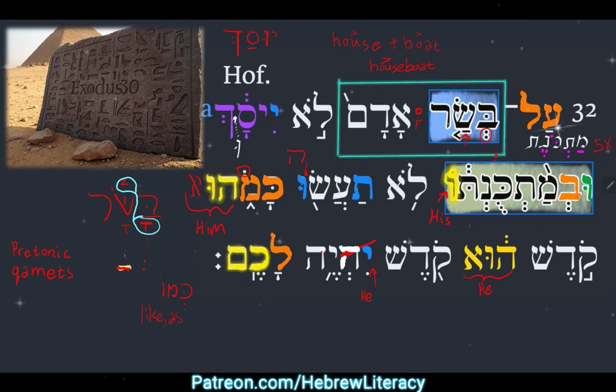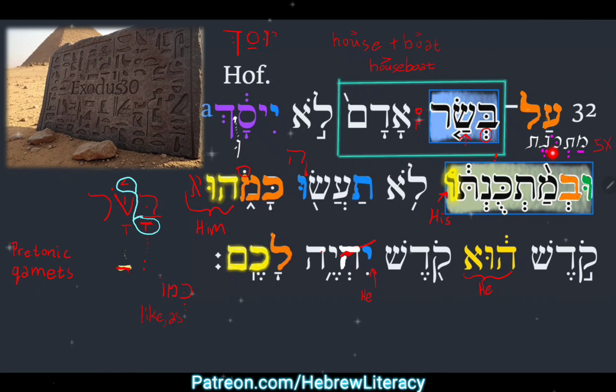All right, I'm going to read through it one more time. You do your best to translate before I do. Al, upon, besar adam, flesh of man. Lo, not. Yiysakh, from the verb such, samach vav kaf. It's a hophal. Probably was originally yiysakh, or it could be just a dialectical form. It shall be poured. So not it shall be poured.